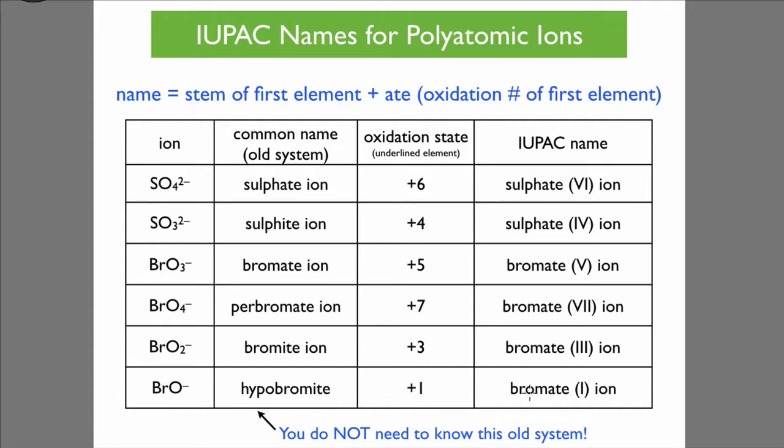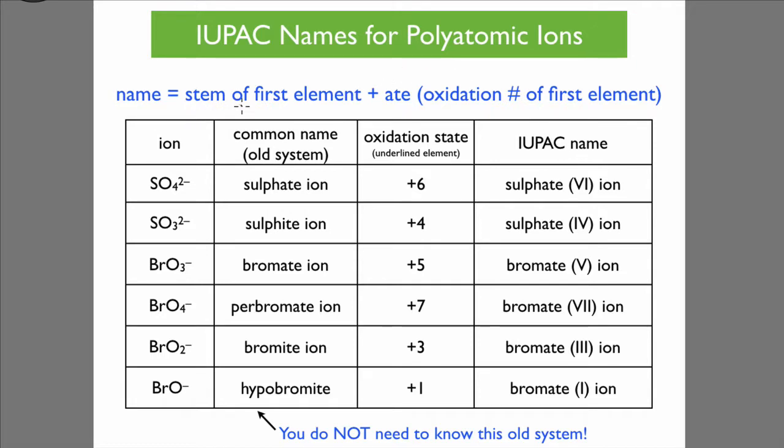Okay, we're just going to have a look at naming polyatomic ions. You will see in a lot of the books that we use and on YouTube videos, etc., sulfite, bromate, perbromate, bromite ions, hypobromite. These are the old system of naming, okay? The new system of naming is far more straightforward, okay?